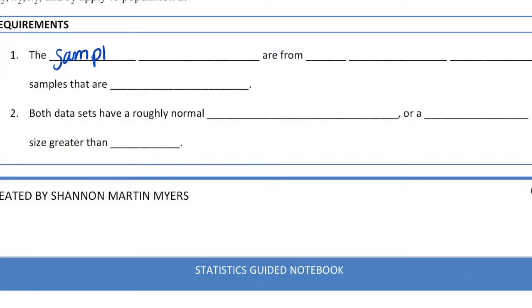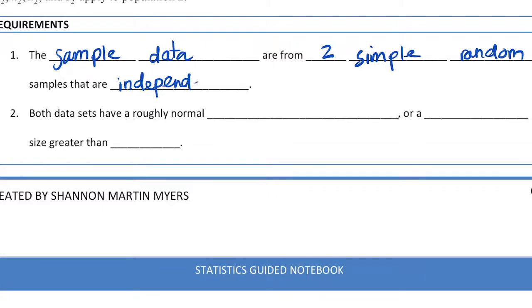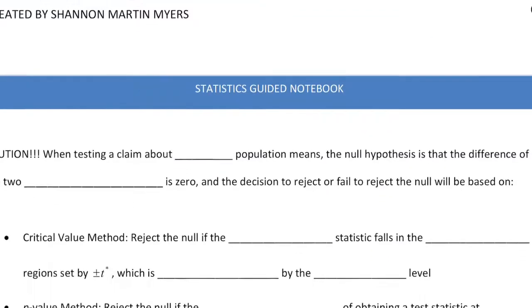Okay, so the requirements are that the sample data are from two simple random samples that are independent, and both data sets have a roughly normal distribution. So you can check the histograms, or a sample size greater than 30. That's kind of a baseline. You just have to use your best judgment.